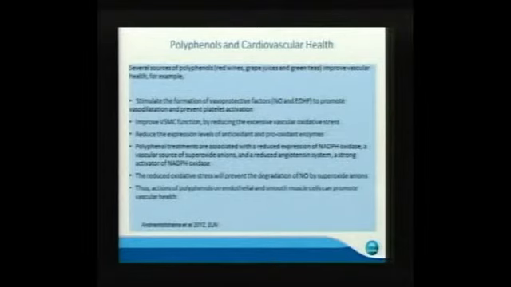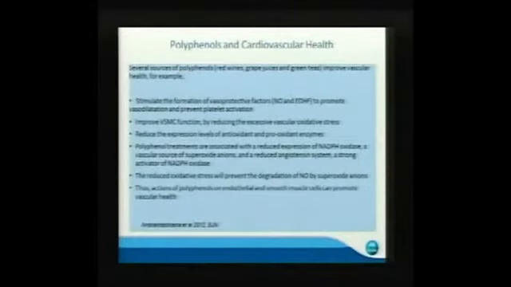by reducing vascular oxidative stress and reducing the expression of antioxidant and pro-antioxidant enzymes. Also, polyphenol treatments are associated with a reduced expression of this enzyme called NADPH oxidase. It is very important because this is a hotly pursued target currently by the pharmaceutical industry. This actually produces free radicals within the blood vessel itself. That's why I am highlighting the vascular source of superoxide anion.